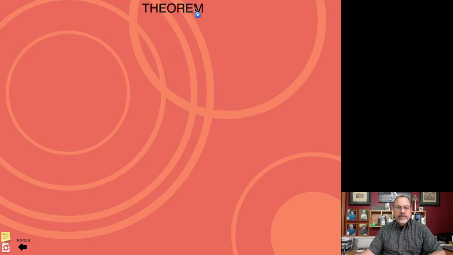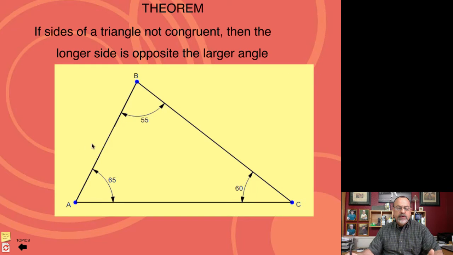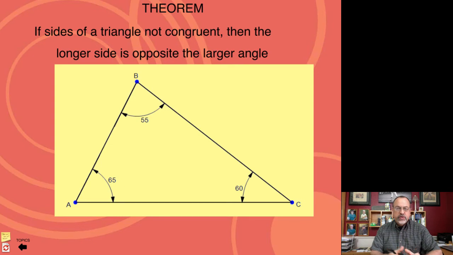Another thing I want you to remember is a theorem that we had earlier this year: if the sides of a triangle are not equal in measure, then the longer side is opposite the larger angle. So if we have three angles in our triangle, the side that's opposite the larger angle is going to be the longer side. The next largest angle is opposite the next longest side, and the smallest angle will be opposite the smallest side. It's important that we remember that theorem moving forward, because we're going to use it when we start discussing these special triangles.